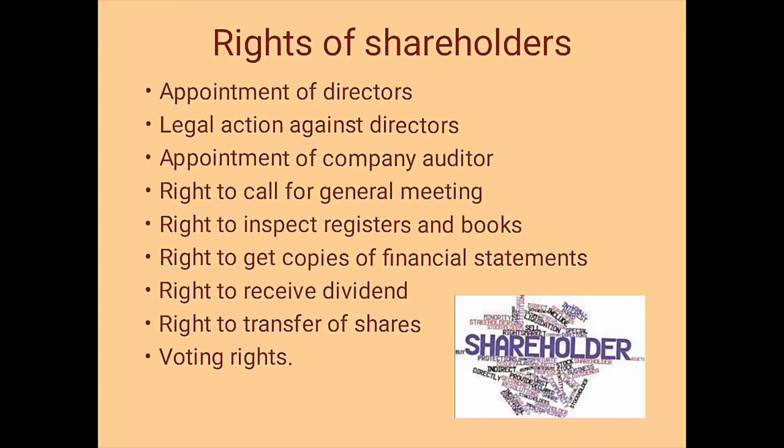Apart from this, shareholders can also appoint various types of directors. They are an additional director who will hold the office until the next general body meeting, an alternate director who will act as an alternate director for a period of 3 months, and a nominee director. Apart from this, shareholders can also challenge any resolution passed for the appointment of a director in the general body meeting.